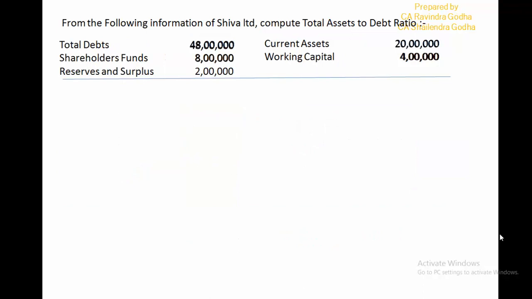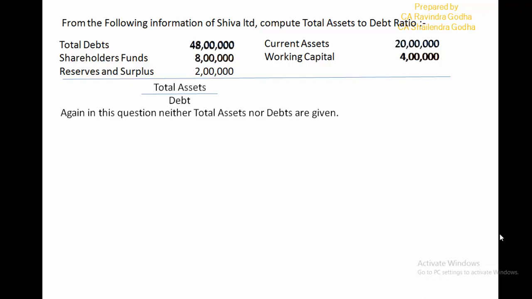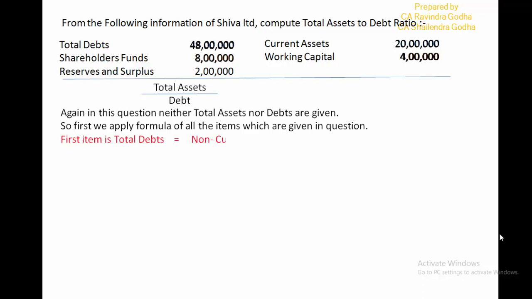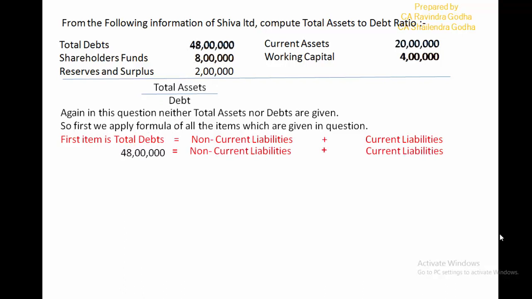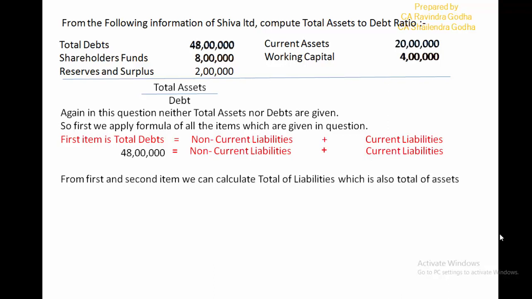Next question, again some relationships are given. The formula is total assets divided by debts. Again in this question, neither total assets nor debts are given. So first we apply the formula of all the items which are given in the question. First item is total debts, that is non-current liabilities plus current liabilities. Total debts are given as 48 lakh, but neither non-current liabilities nor current liabilities are given in the question. So we move to the next formula. From the first and second items we can calculate the total of the liability side, which is also the total of the asset side.